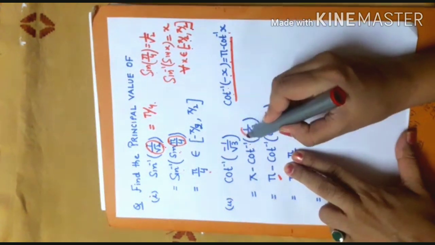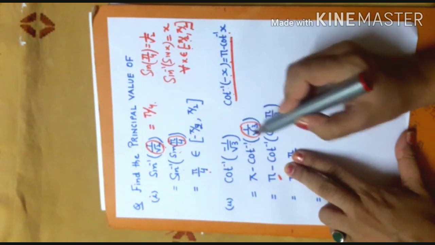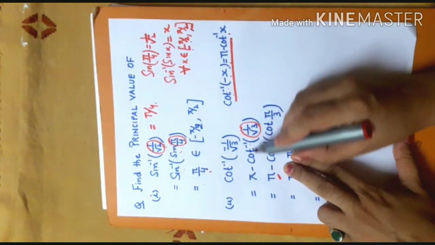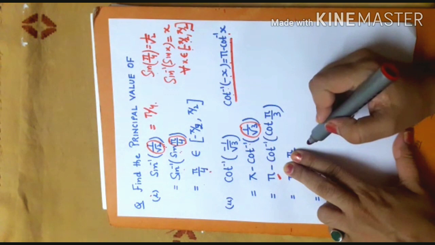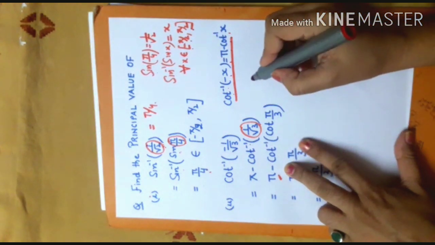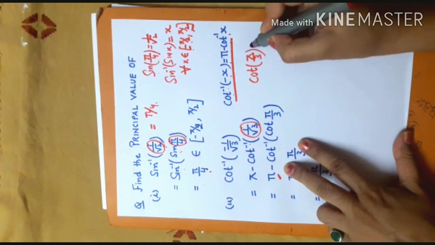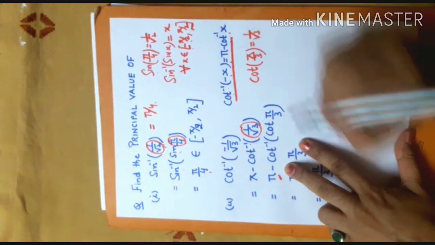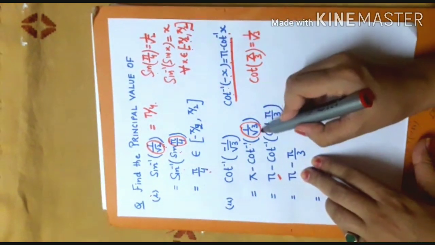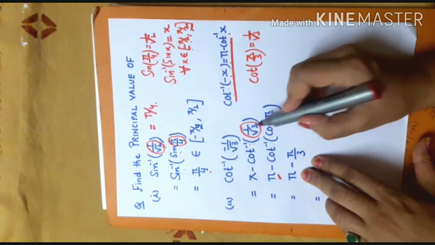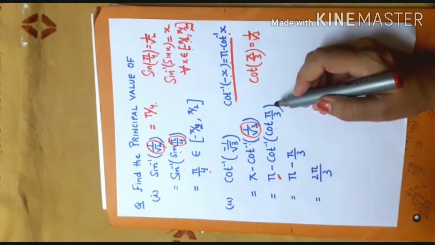Now think of the angle value of whose cot is 1 over root 3, and you know that cot of pi by 3 is 1 over root 3. So I replace this 1 over root 3 with cot pi by 3.